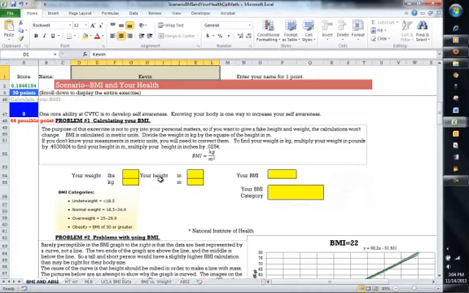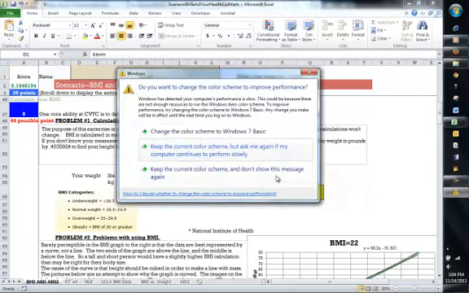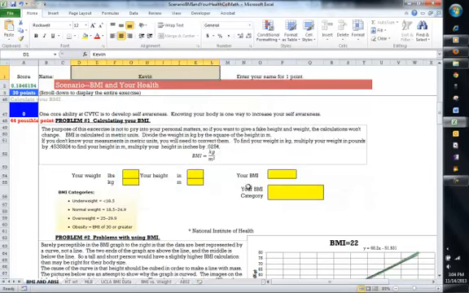BMI is calculated in metric units. Divide your weight in kilograms by the square of the height in meters, and there's the formula right there. If you don't know your measurements in the metric units, you will need to convert them. To find your weight in kilograms, multiply your weight in pounds by 0.4535924 and your height in meters by 0.0254.